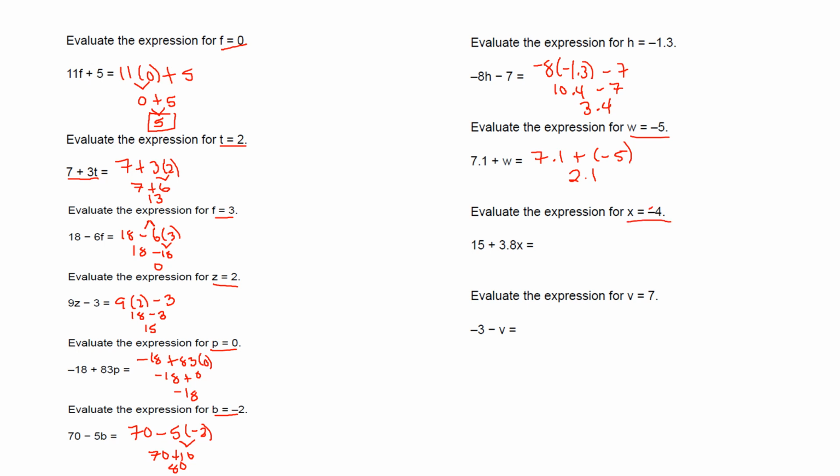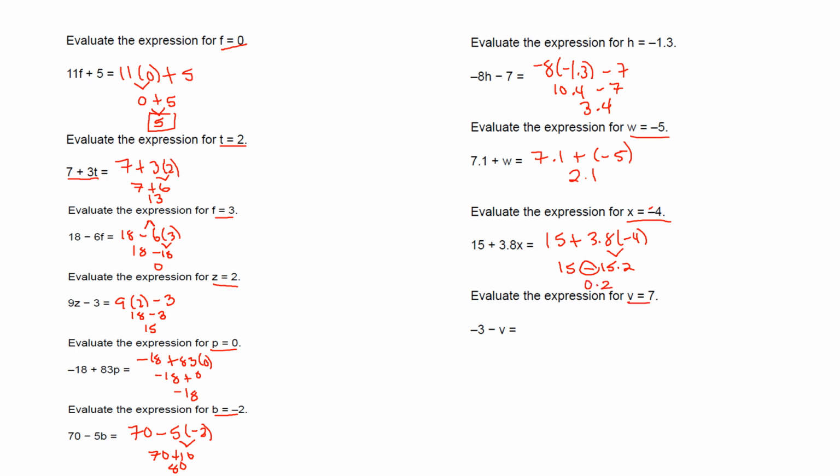So if x was negative 4, in the expression 15 plus 3.8x, that would be 15 plus 3.8 times negative 4. Again, multiplying positive 3.8 by negative 4 would just be 15 plus negative 15.2, which is really just minus 15.2. Because again, a positive times a negative should be a negative result. That's why that's going to be a negative. And so then that's just 15 minus 15.2, which is negative 0.2.